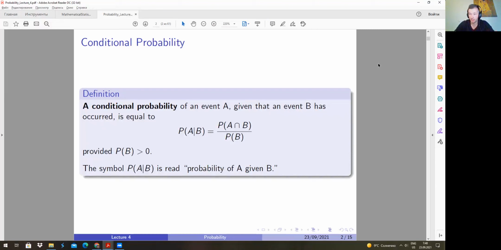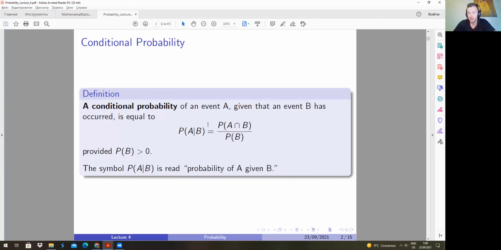So we know what the probability of an event is. Now, what is a conditional probability? We have two events, event A and event B. The conditional probability of event A, given that event B has occurred, is equal to this ratio. We call this probability of A given B, equal to the probability that A and B occur together divided by the probability that B occurs. As terminology, this vertical line is read as probability of A given B.